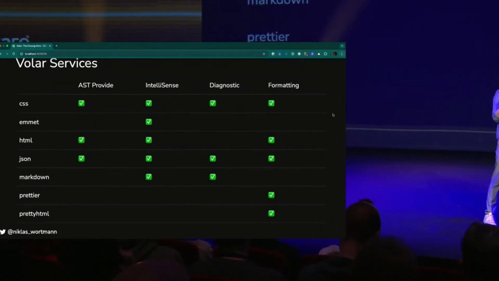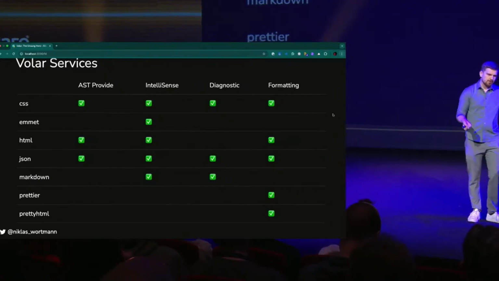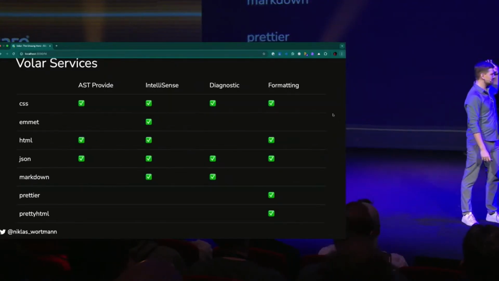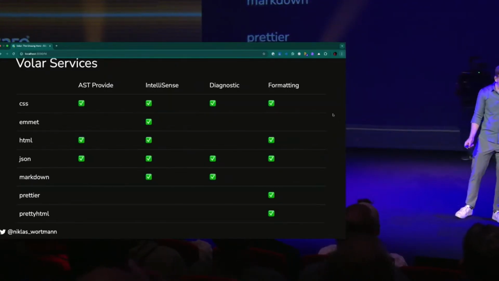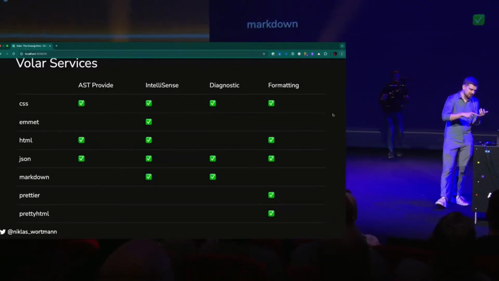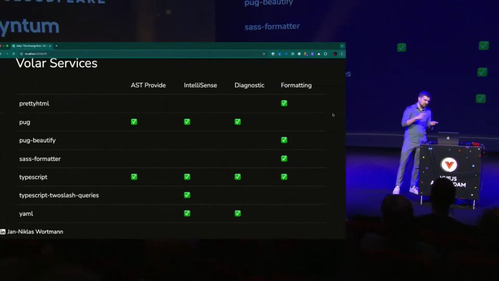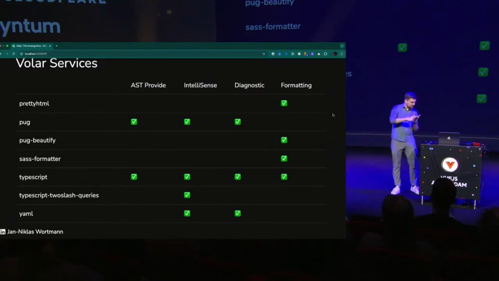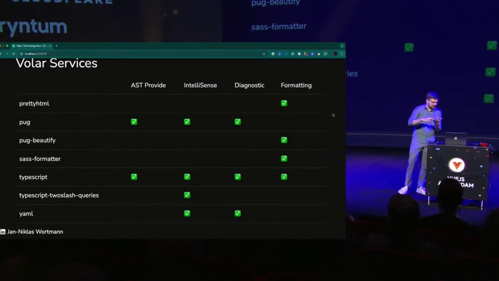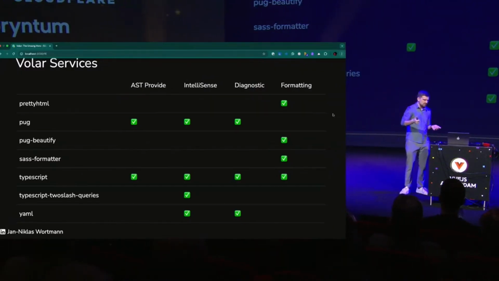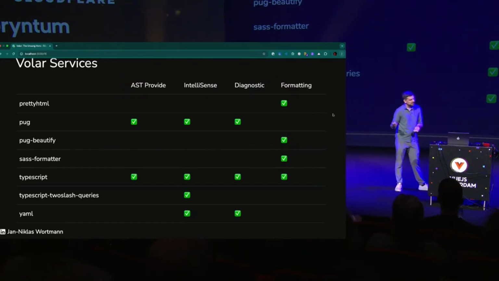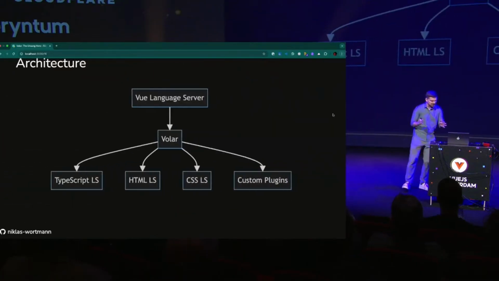And Volar comes with a lot of those services already out of the box. So here's the list that I hope is still complete. It comes with CSS, Emmet, HTML, JSON, Markdown, Prettier, and Pug Beautify, Sass, TypeScript, and YAML, even though you shouldn't use YAML because it's the worst. Right after TypeScript enums, but close, very close.